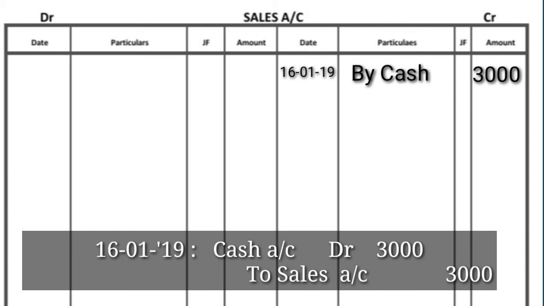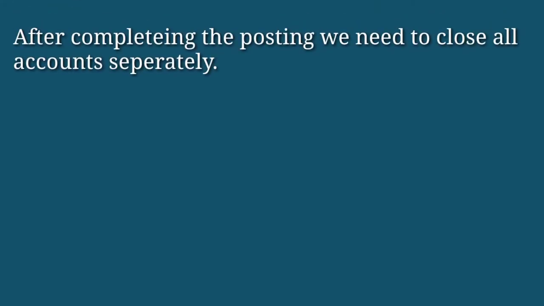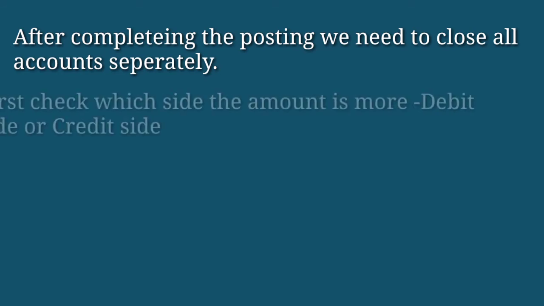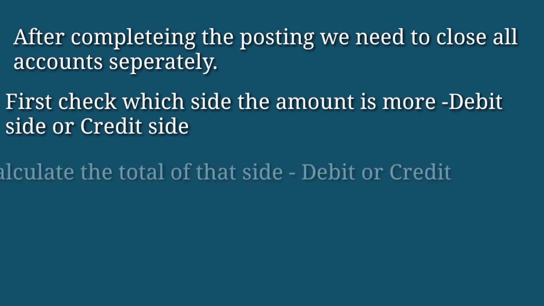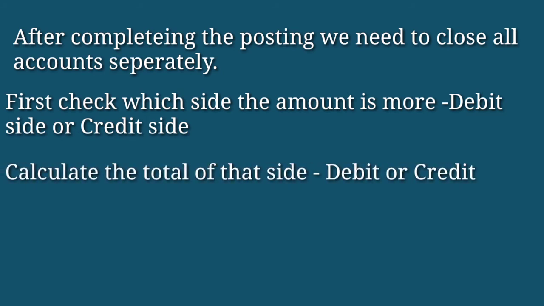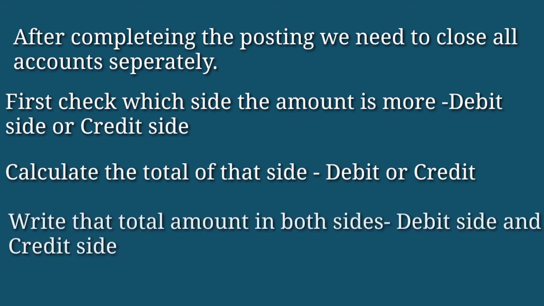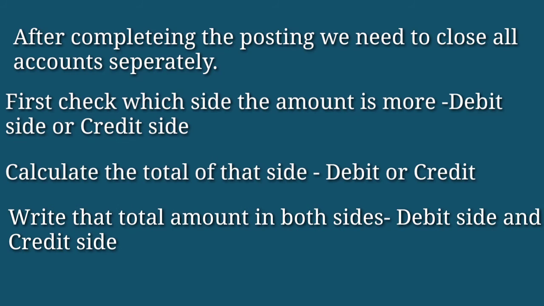After completing all the posting, we need to close all the accounts separately. For closing, what will we do? First, check which side the amount is more, debit side or credit side. Then ascertain the total amount, which side the amount is more, that first we need to calculate. Then that amount we will write on both sides, debit side and credit side.